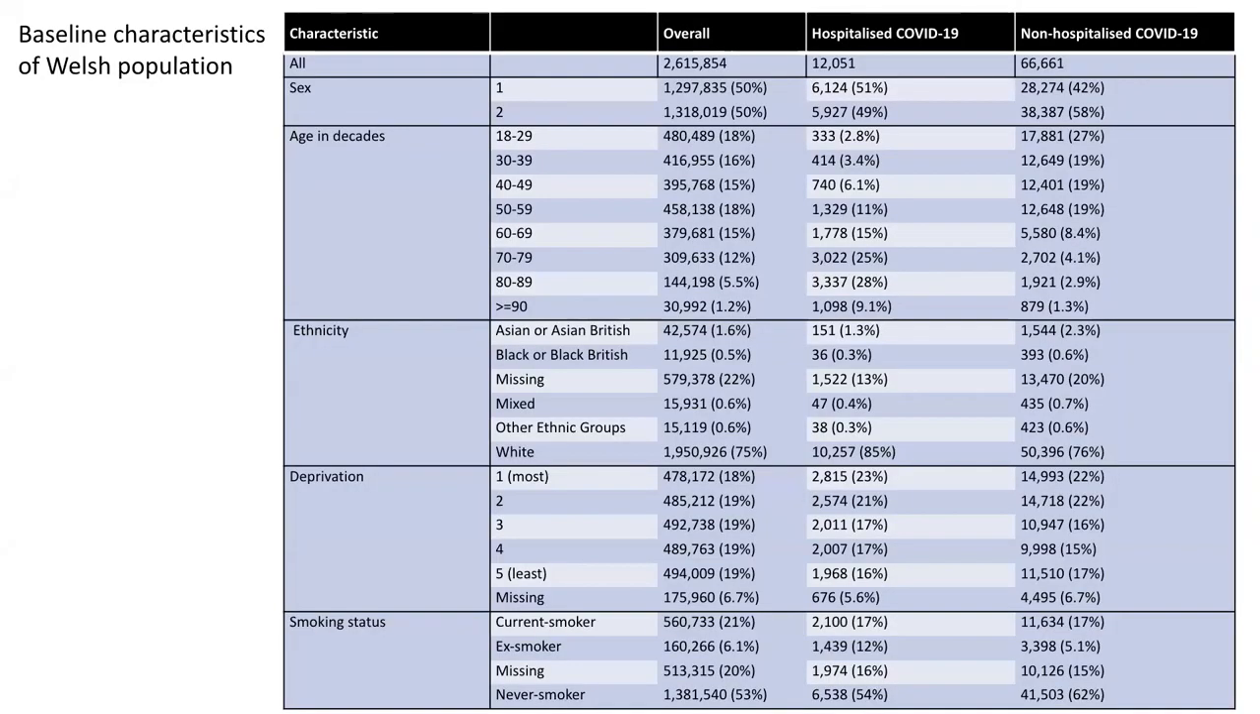This table shows baseline characteristics of the Welsh population, which exactly matches table 1 from the English analysis. Among 2.6 million individuals, there were 12,000 hospitalized with COVID and 66,000 were not hospitalized. Another point to mention here is that in addition to harmonizing table names and the columns, we have used the same values for all variables. For example, for ethnicity, deprivation, or smoking status, we have used the same categories as in the English analysis. Next slide, please.